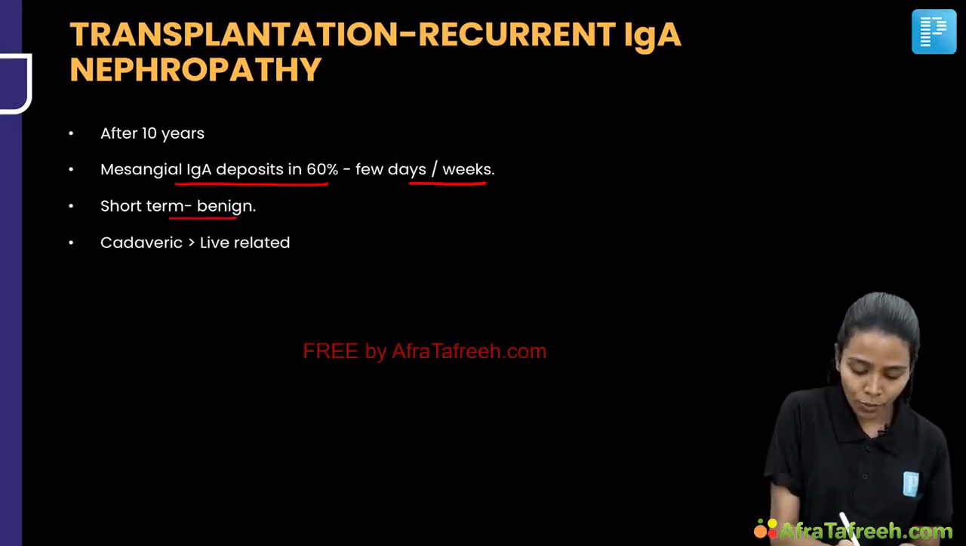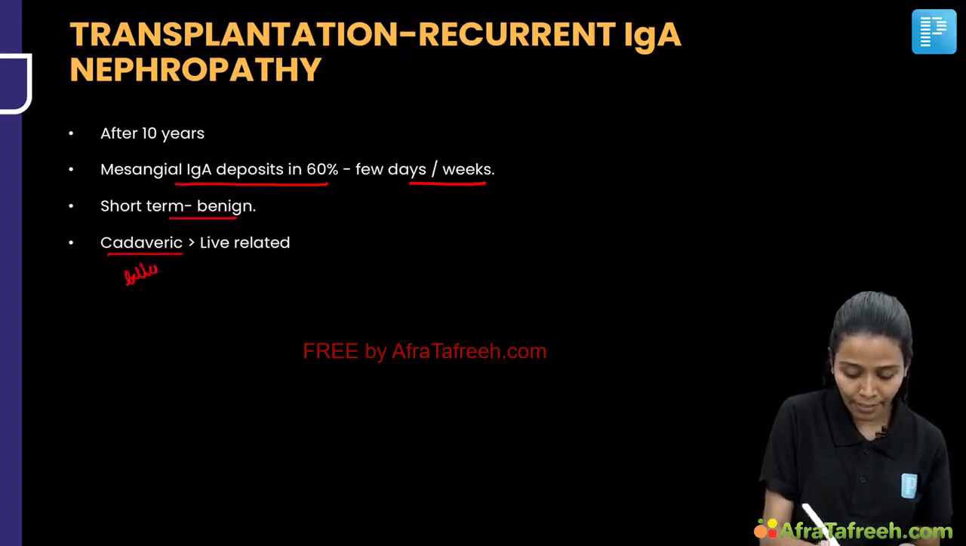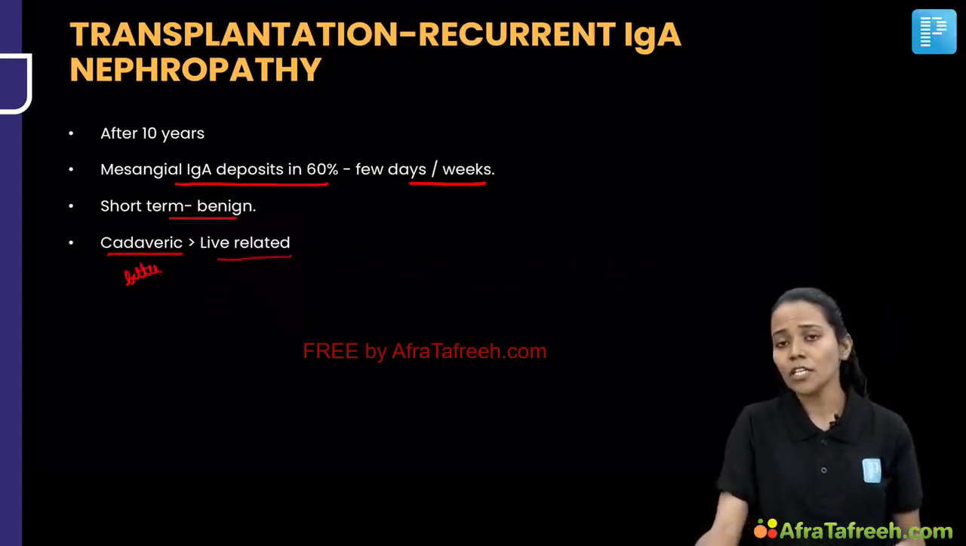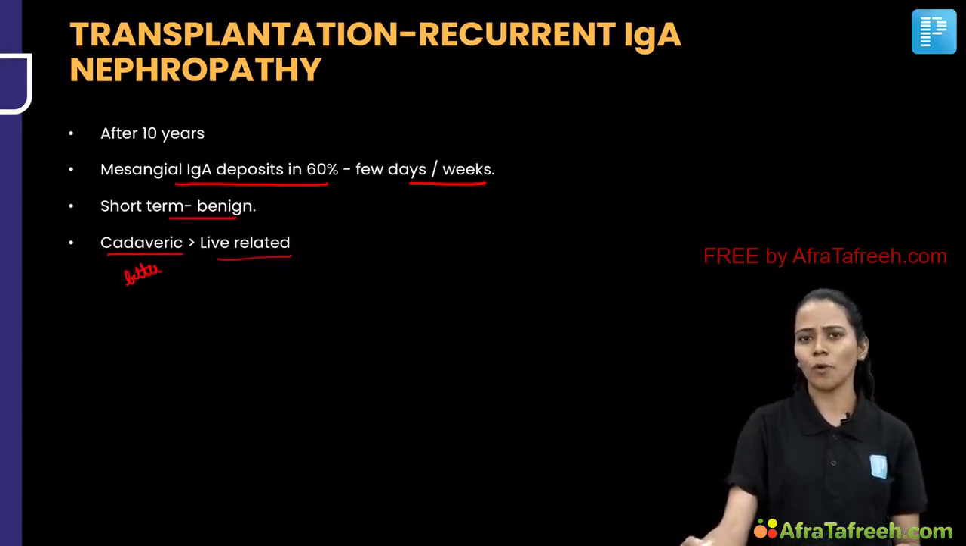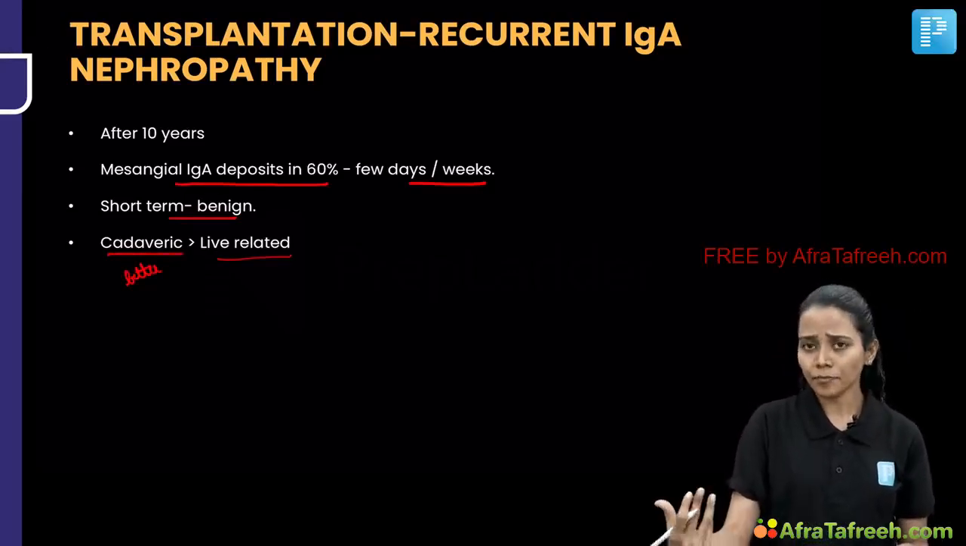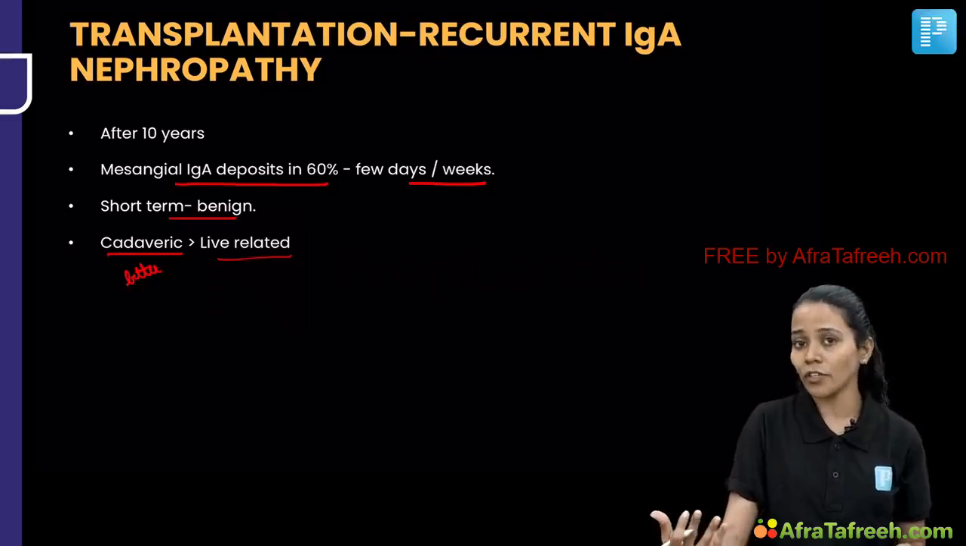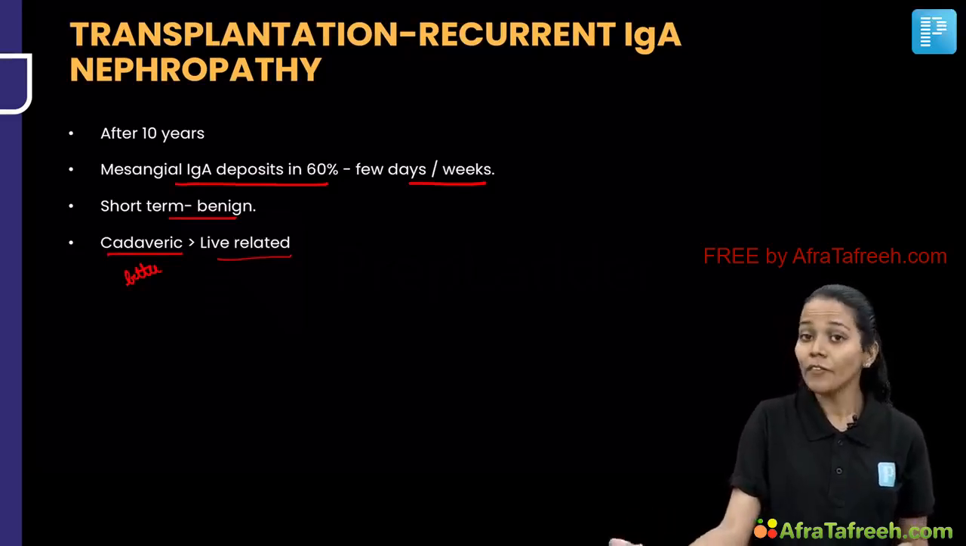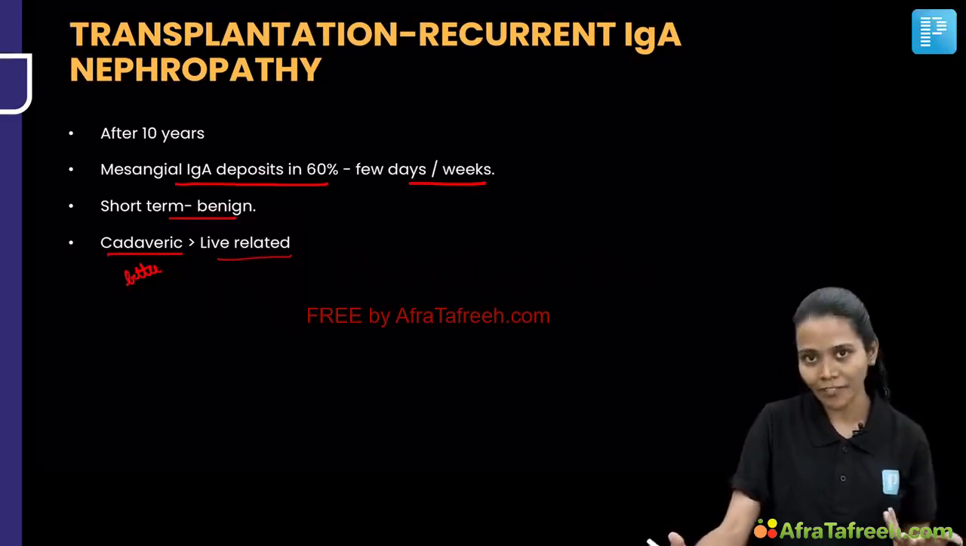And somehow it was noticed that the cadaveric kidney does better than the live related kidney. Okay. So why is this? It was noticed because probably in a cadaveric kidney, or when you're giving an HLA mismatched kidney, we are going to immunosuppress the patient heavily, right?